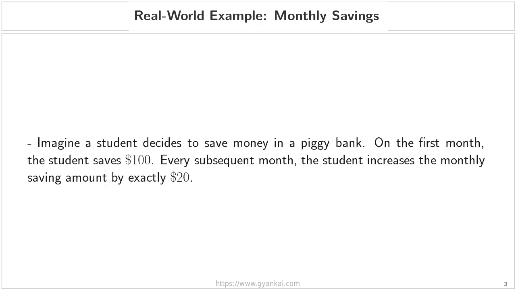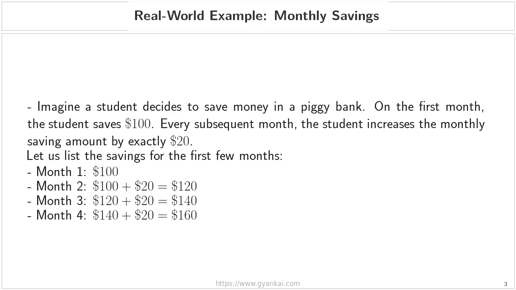Real-world example, monthly savings. Now that we have established the formal definition of an arithmetic progression, let's move away from abstract theory and look at a practical, real-world application to see this concept in action. Imagine a student who decides to start saving money in a piggy bank. In the very first month, the student puts in $100. To build up their savings, the student decides that every subsequent month, they will increase the amount they save by exactly $20. Let's write out the savings for the first few months to see the pattern emerging.